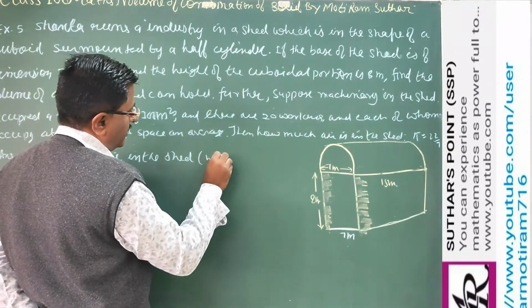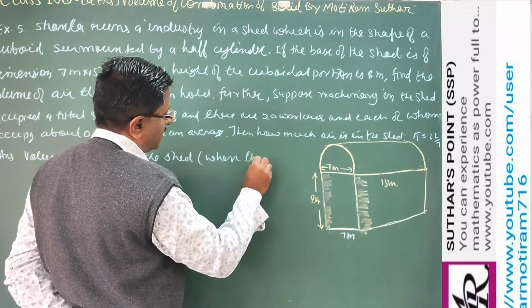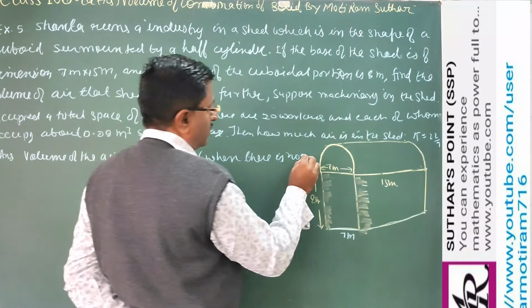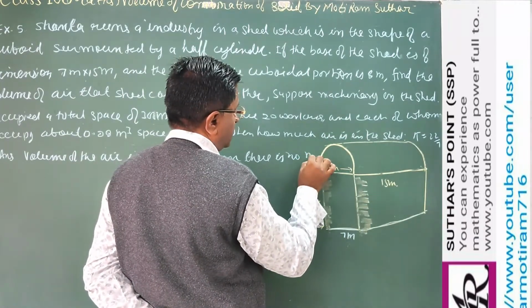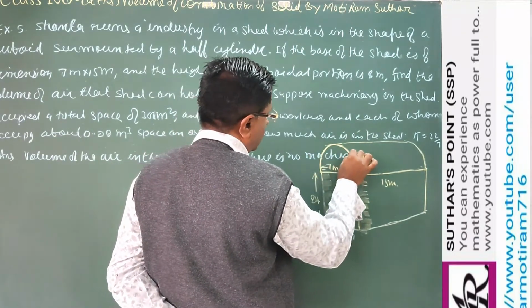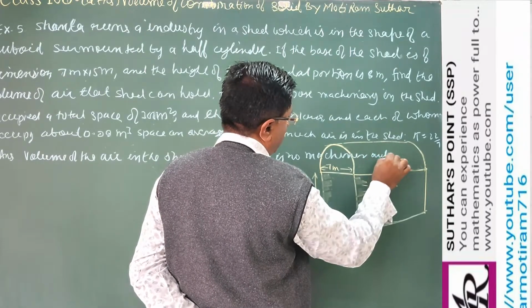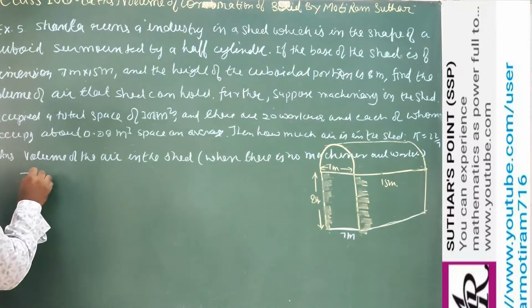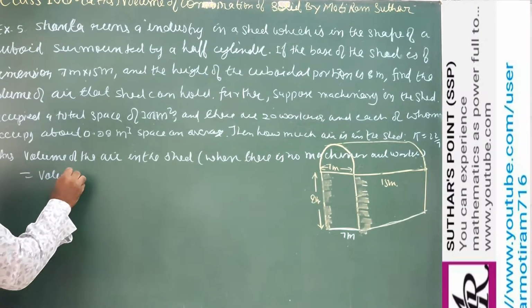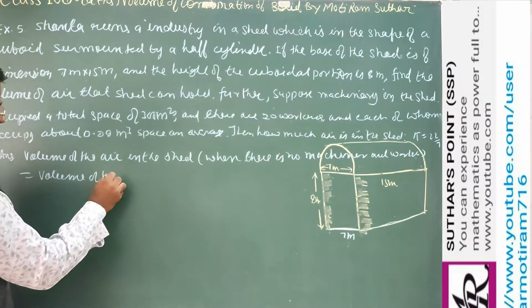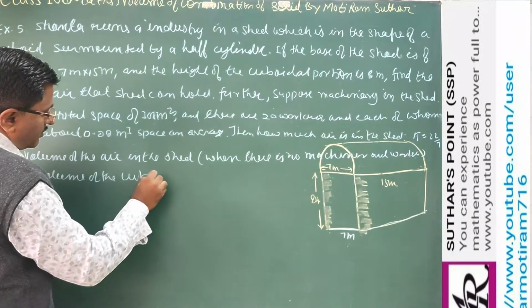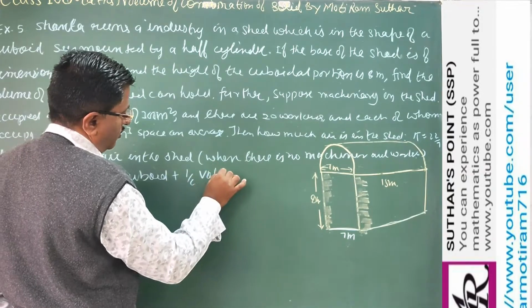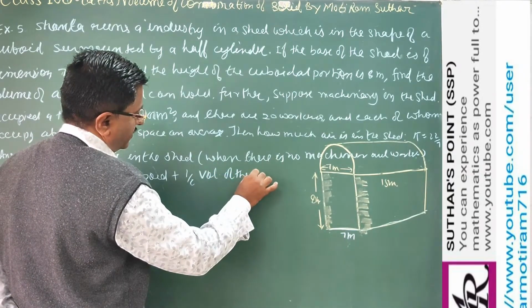We can say when there is no machinery and worker, that is equal to the volume of the cuboid plus 1/2 volume of the cylinder.